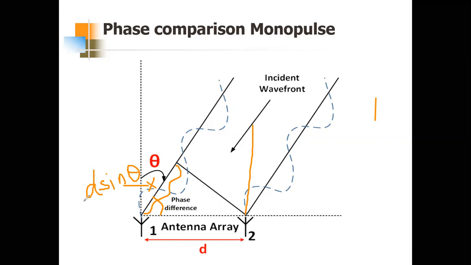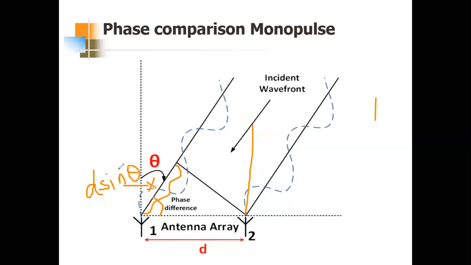So this D sine theta has to be converted to what? We know that we always measure in terms of lambda, right? Lambda is the wavelength of the signal. We have to find the phase difference in the signals received at the two antennas. This is not the phase difference, correct? So this has to be converted to phase difference. So what do we do?